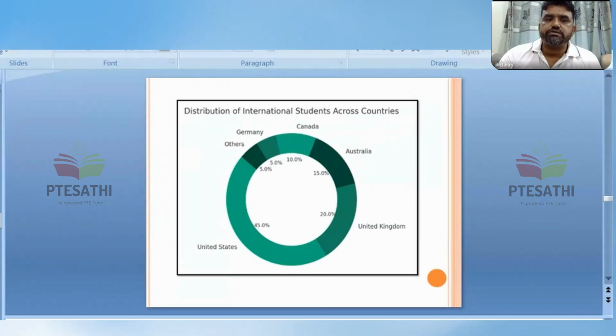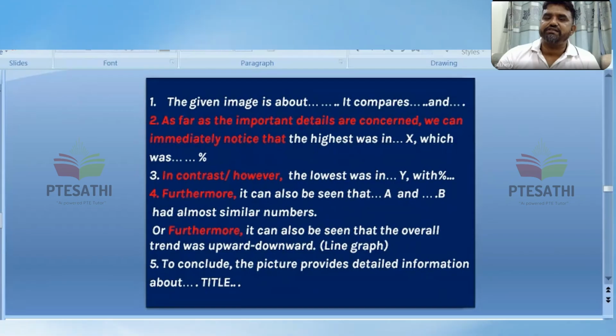Now, when you have a structure like this, it will make your task much easier.